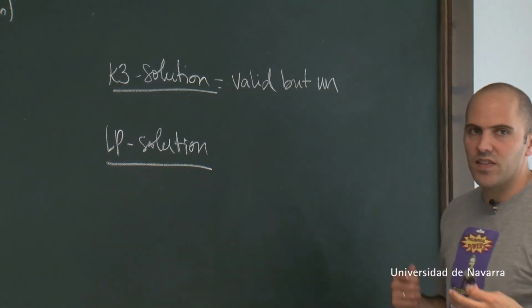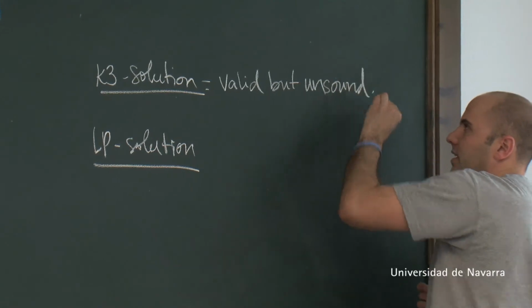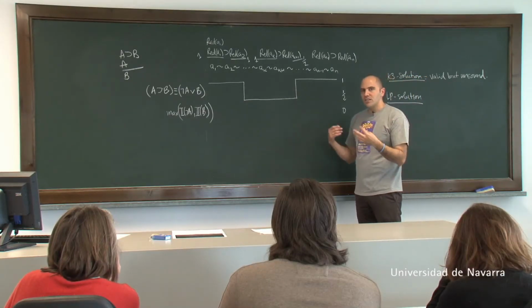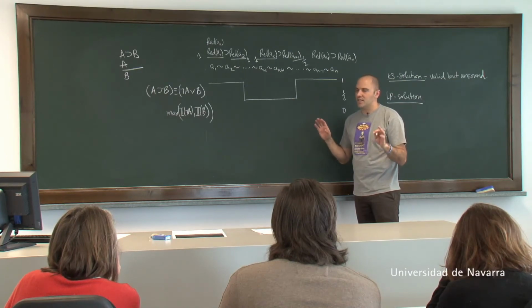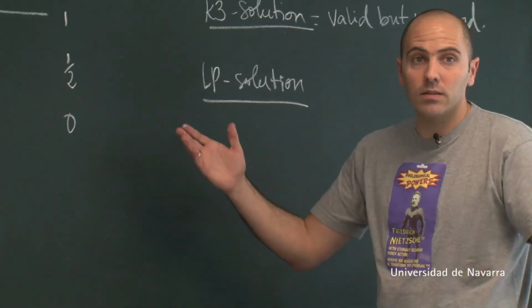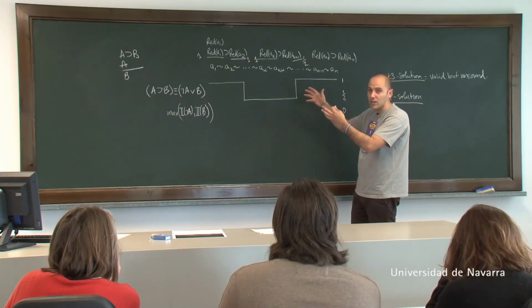But the argument is unsound, right? Although the reasoning is valid, some premise is not true. So that's the K3 solution. And you can say, well, we've got the same problem that we have in classical logic, right?